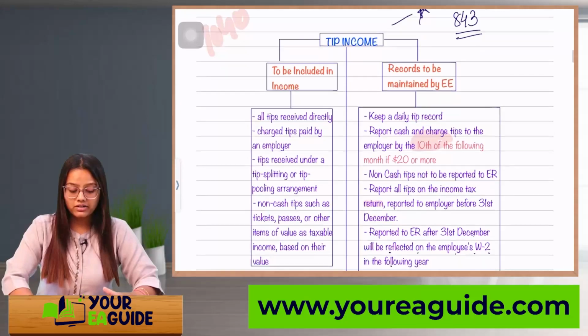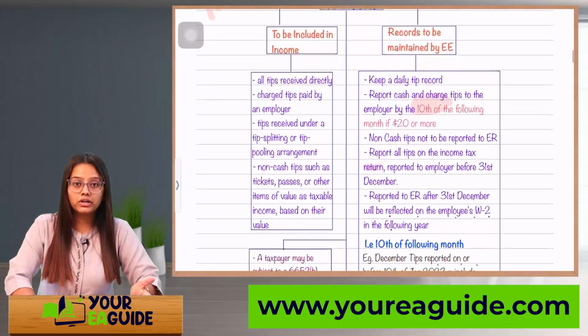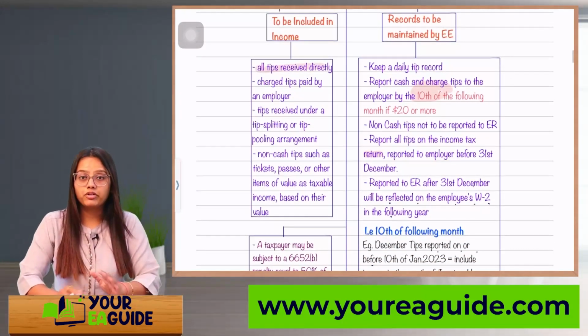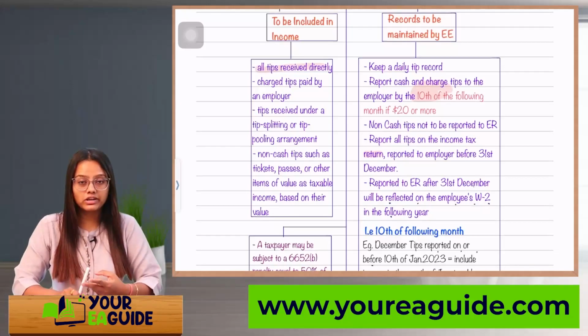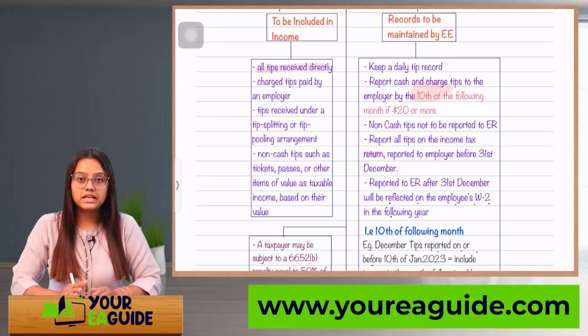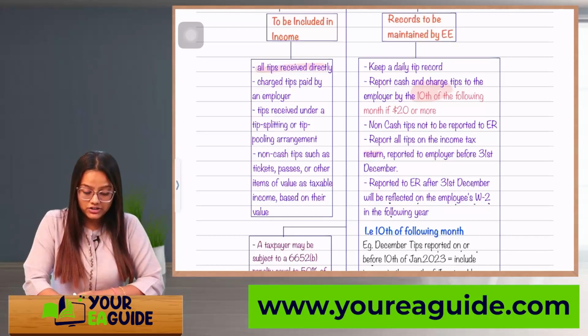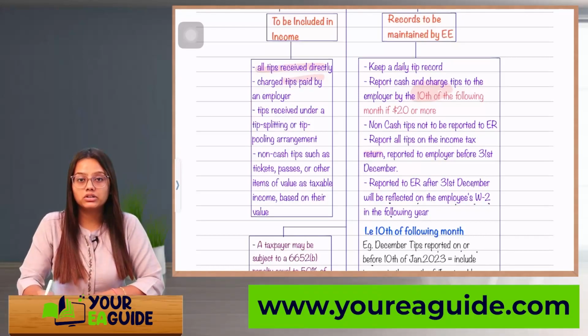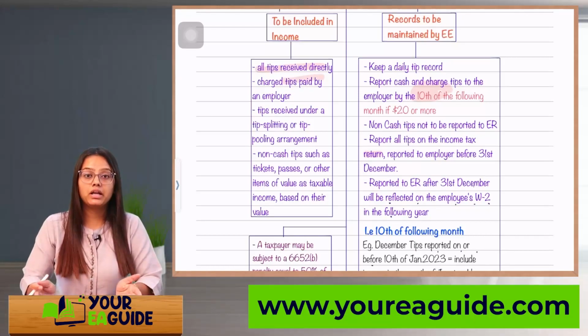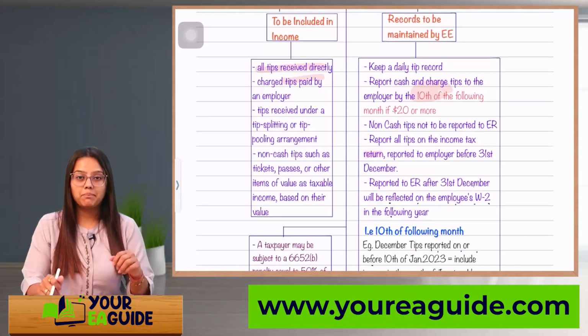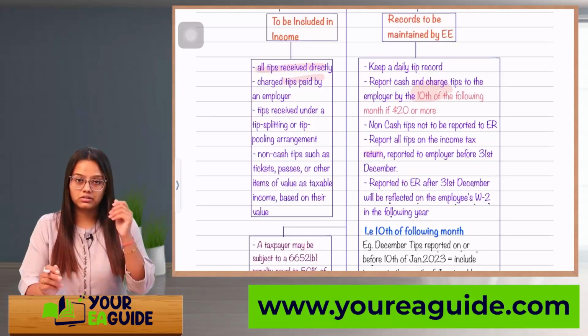Okay, so let's read it quickly. Tip income to be included in income covers all types of tips, cash or non-cash: tips received directly, charge tips paid by the employers, and tips received under a tip splitting or tip pooling arrangement, where, what happens, some of the restaurants have this kind of thing.